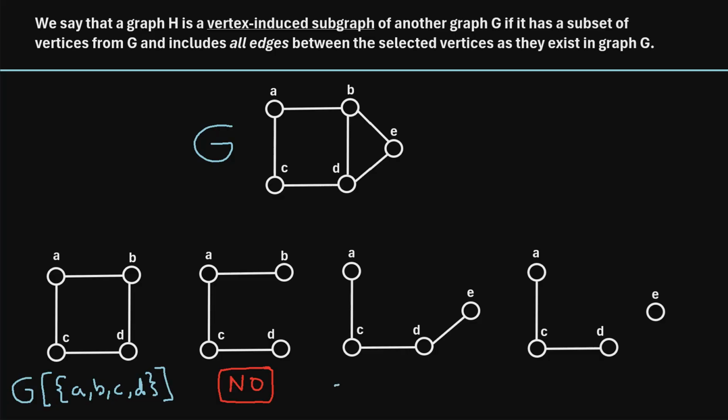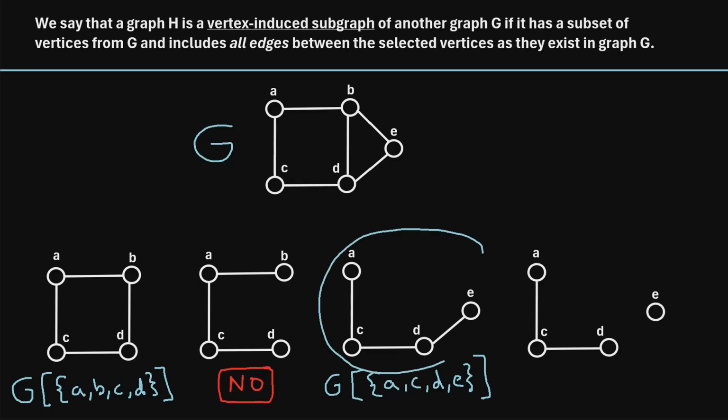And the notation that we can use to describe it is, we can say that it is induced by vertices A, C, D, and E. So again, this one is a vertex-induced subgraph of the original graph G.